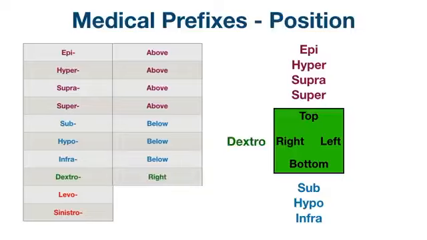Next we have dextro, which means right or on the right side. We're going to label the right and left on the green box as if we're looking at a radiology image. So things on the right will be on the left side of the screen, and things on the left will be on the right side of the screen. The final two prefixes are levo and sinistro, which both mean left or on the left side, and we've labeled that on the green box as well. You can remember left and levo both start with the letter L to make it easier for you.